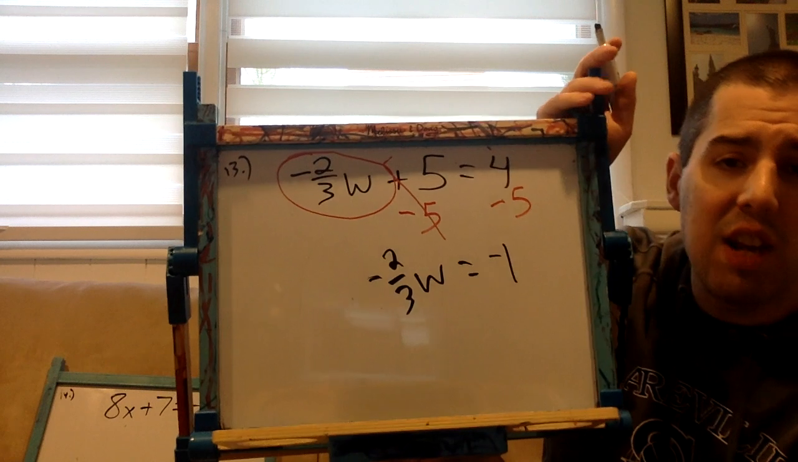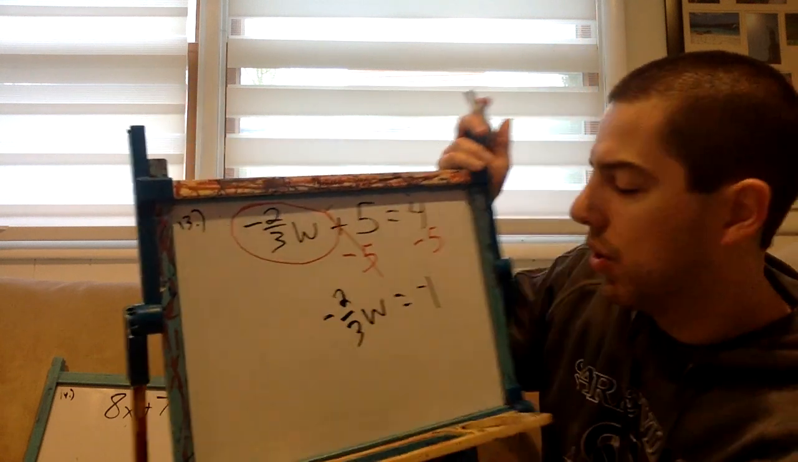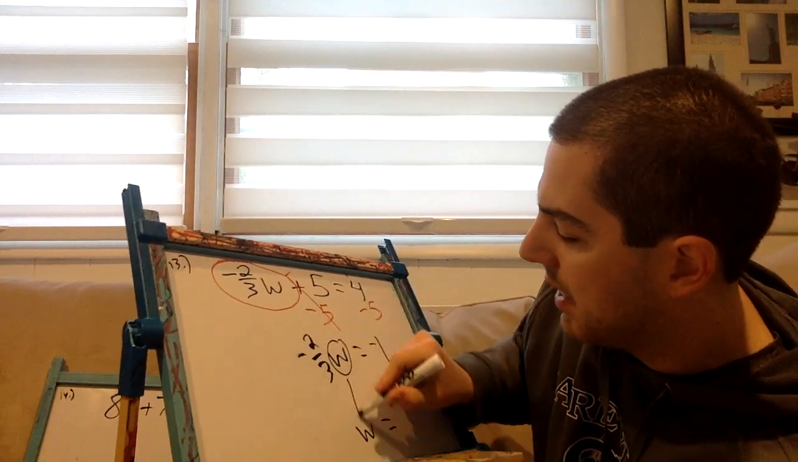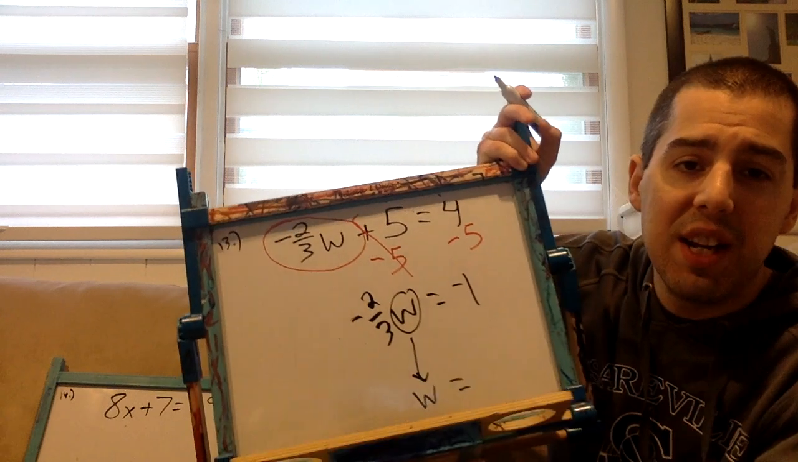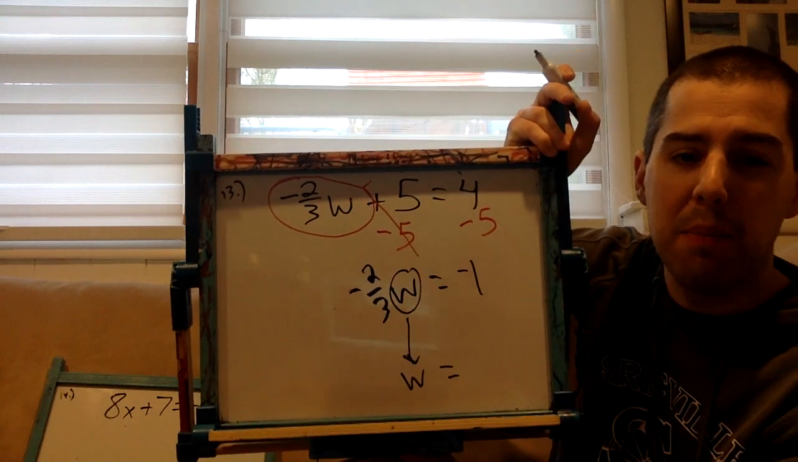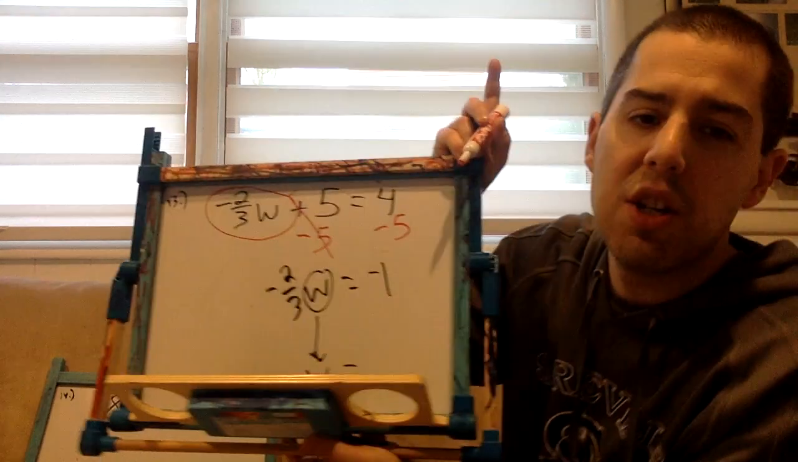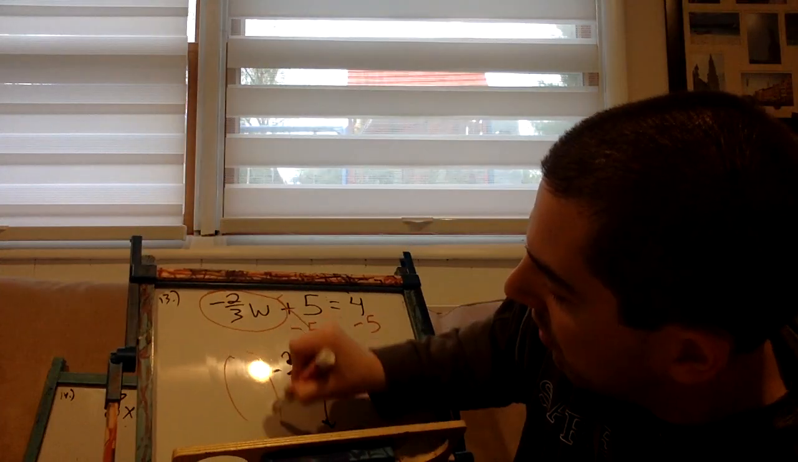Lesson 6.3 is where we learned about multiplying by the reciprocal. I want W equals something. Okay, I need to isolate my variable. How am I going to get rid of the negative 2/3? I'm going to turn it into 1 by multiplying by the reciprocal. So on both sides of this equation, I'm going to put negative 3/2.